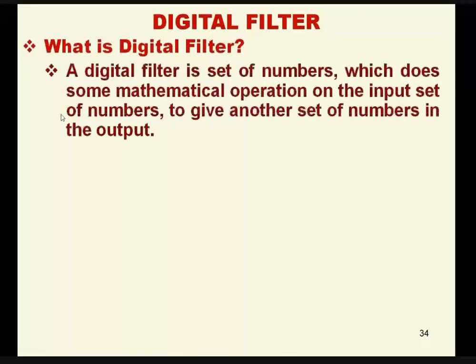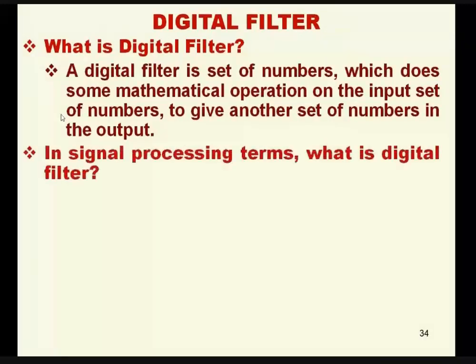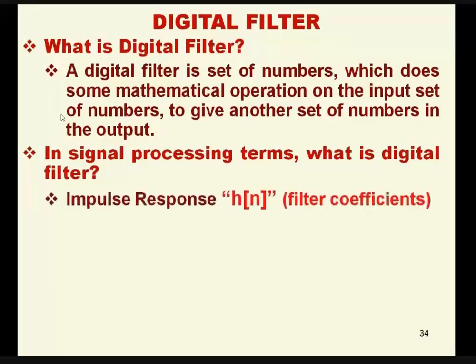A digital filter is a set of numbers which does some mathematical operations on the input set of numbers to give another set of numbers in the output. In signal processing terms, what is a digital filter? In signal processing terms, a digital filter is the impulse response, h of n, the filter coefficients.